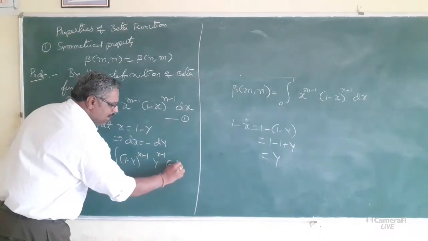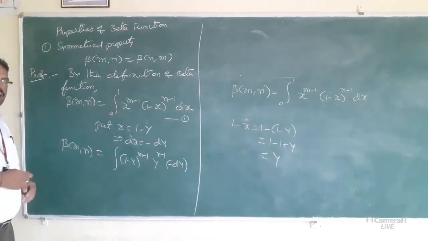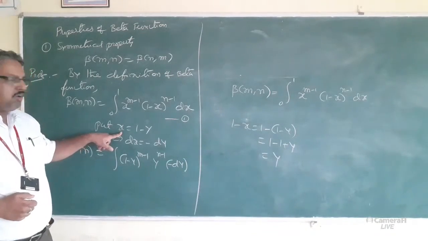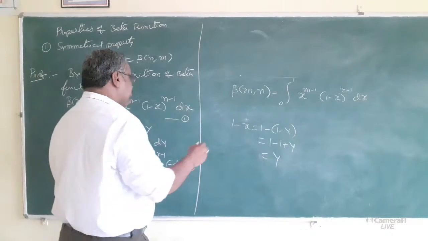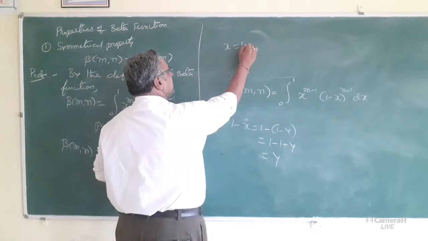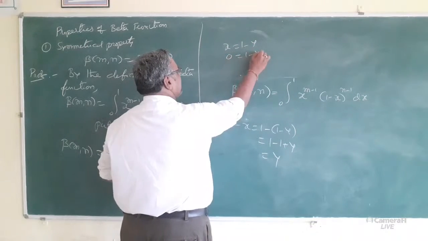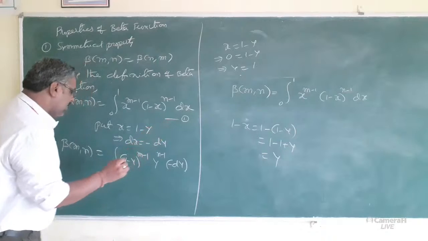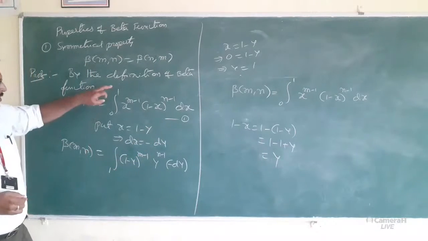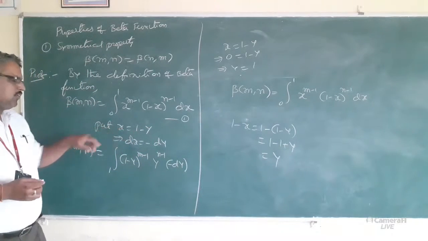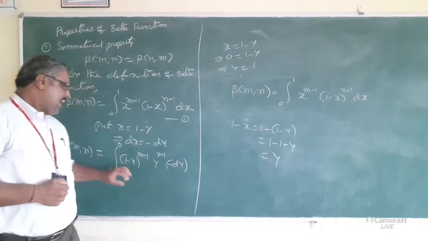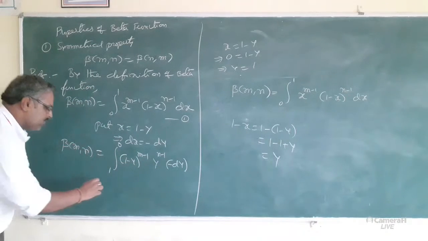dx becomes minus dy. And also, if you put x equals to 0, then what happens? If you put x equals to 0 in this expression, 0 equals 1 minus y and y equals 1. So, the lower limit is 1. If you put x equals to 1, 1 minus 1, both cancel, y becomes 0.